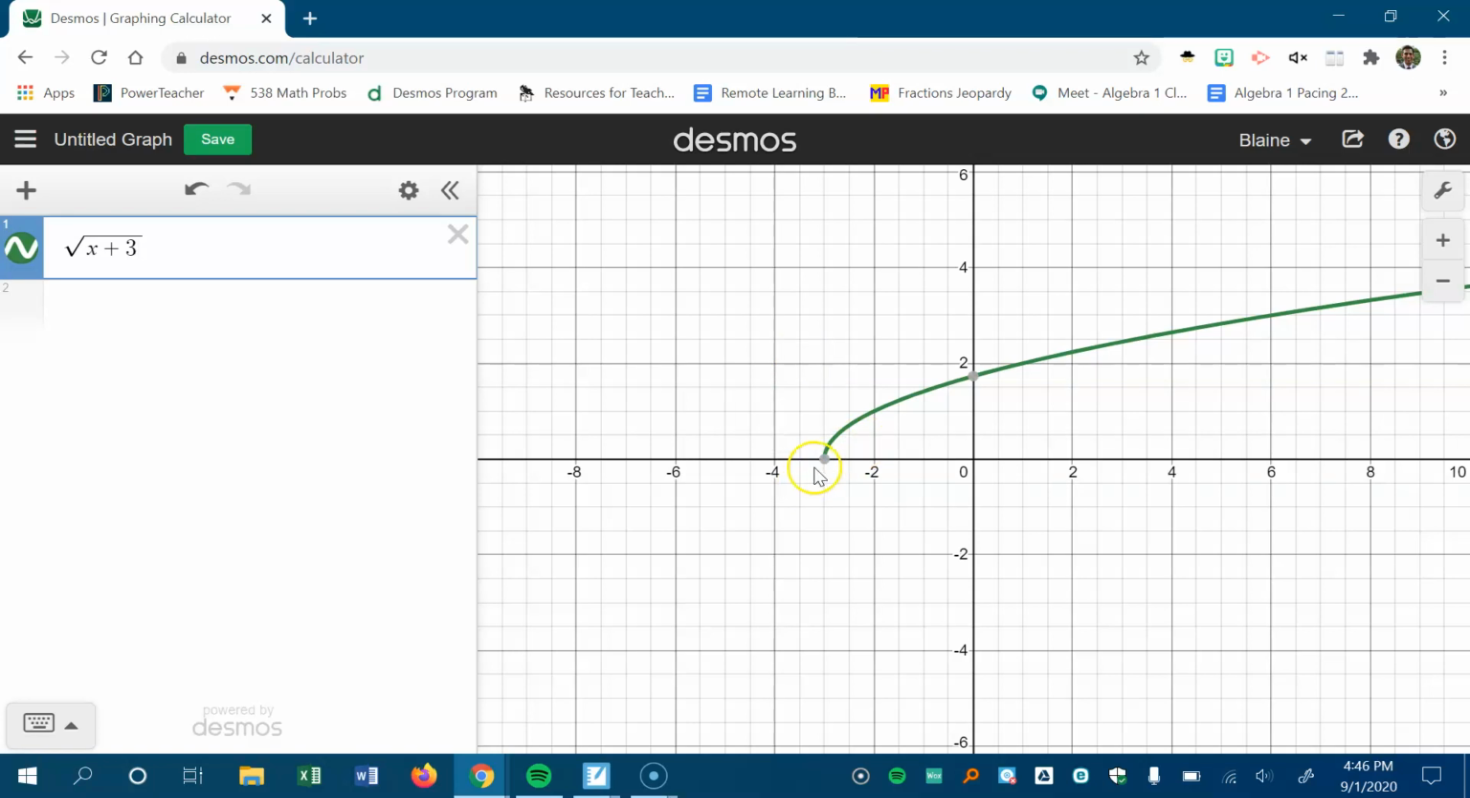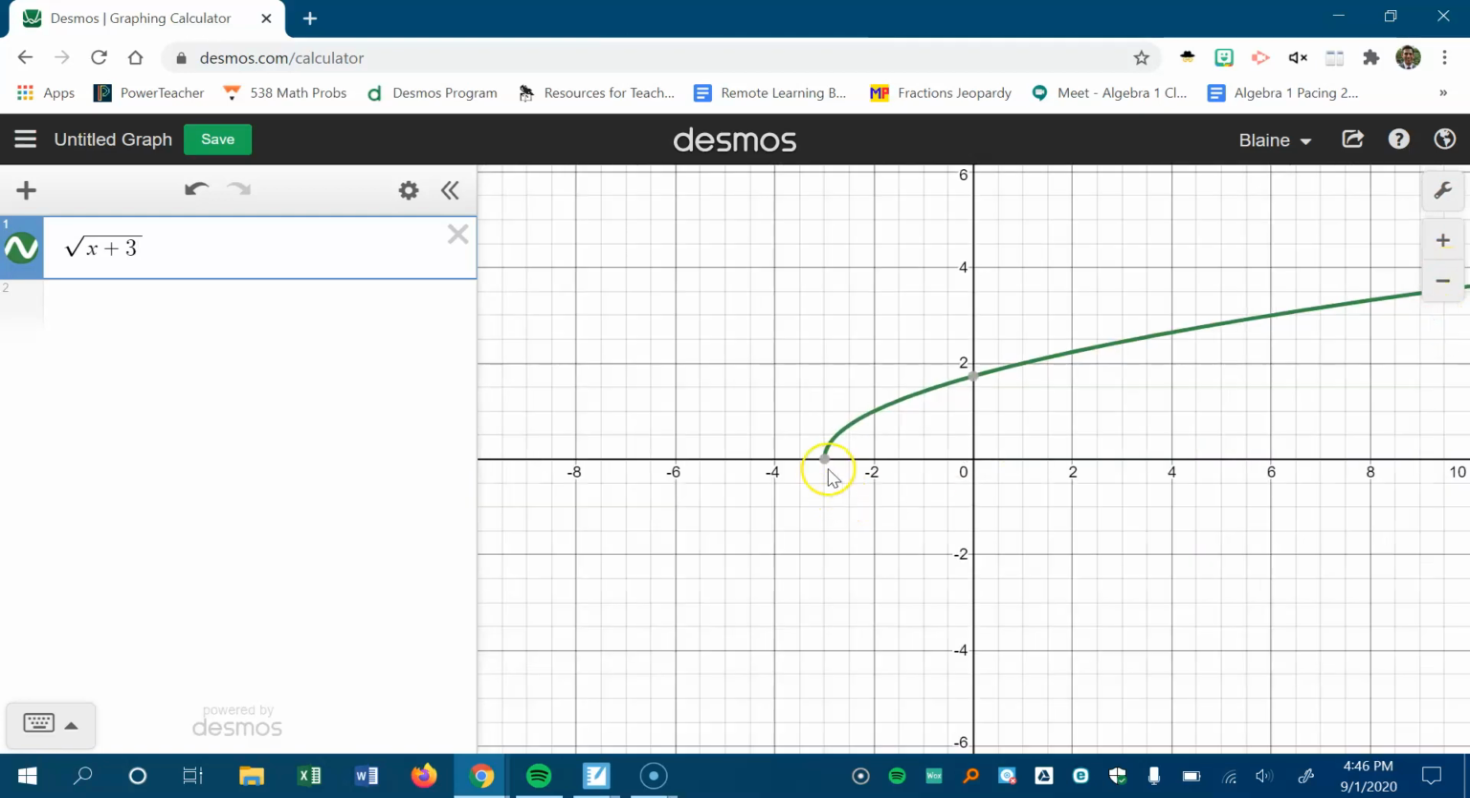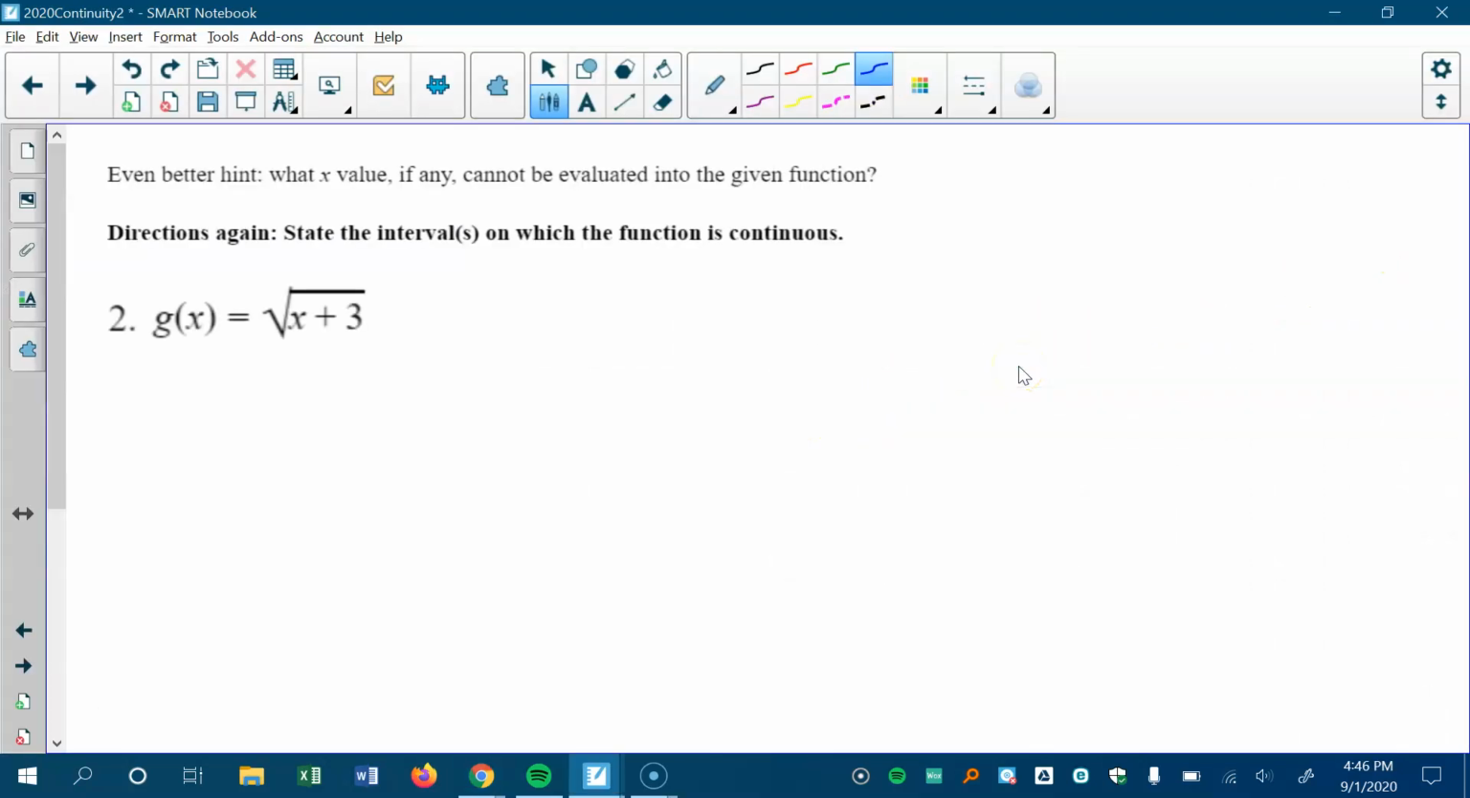We'll notice that any number to the left of negative 3, the function does not exist. Even if I zoom out over and over again, that's all we have. So on the left of negative 3, nothing exists, but on the right of negative 3 and including negative 3, we actually do have a function here. So we can say that the function is continuous for x is greater than or equal to negative 3.